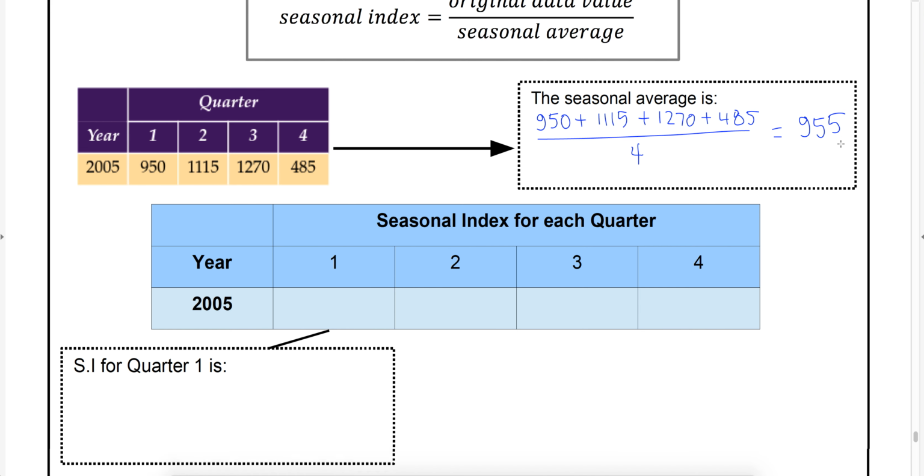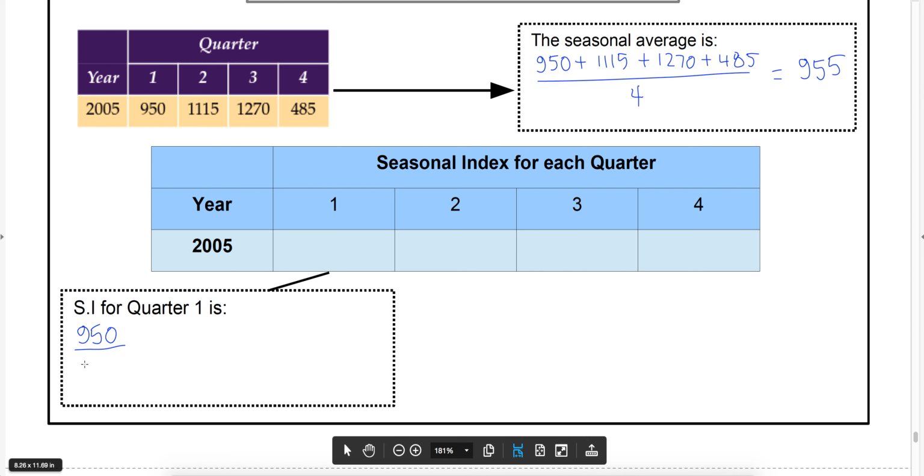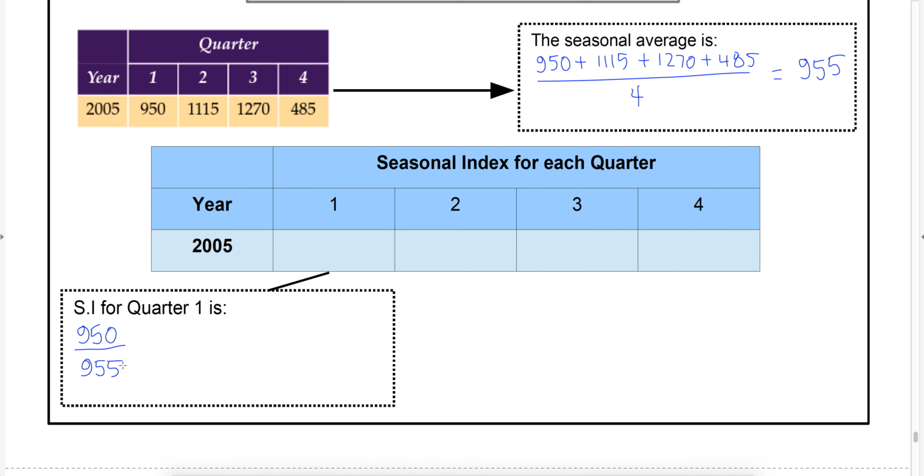Now what we want to do is get the seasonal index for each of these quarters. So for quarter number 1, what I'm going to be doing is taking the data value, which is 950, and dividing that by the average, which is 955. So we'll do that now. You can see it's going to be close to 1 because the numbers are almost the same. Now I'm going to go to 3 decimal places here. So 950 divided by 955 was 0.99476, etc. So I've just rounded that one off to 0.995.